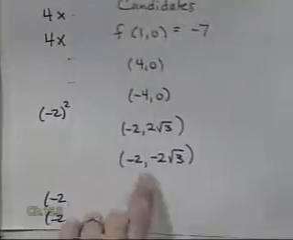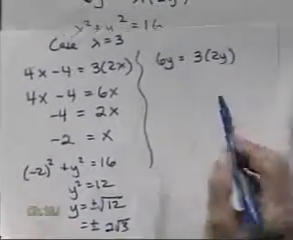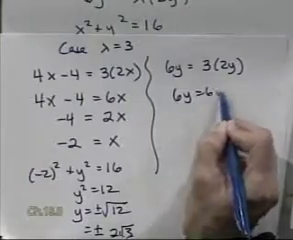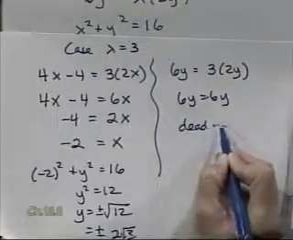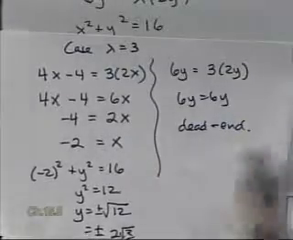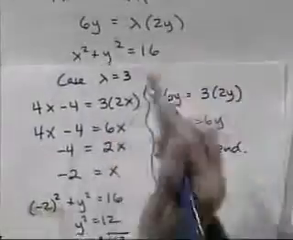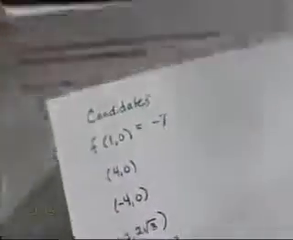Now notice, having 6y equals 3 times 2y just gives me 6y equals 6y, which is a dead end. That's always true, so we can't get any new points from that. In fact, this came from the original saying that 6y had to equal lambda times 2y. So we have all of these points.